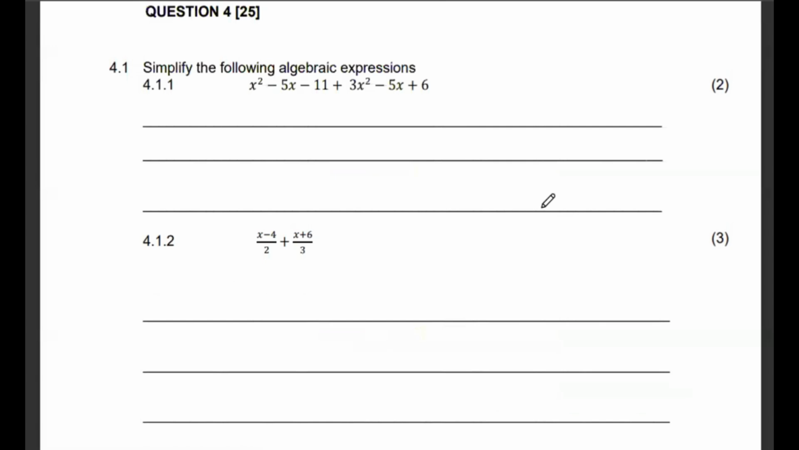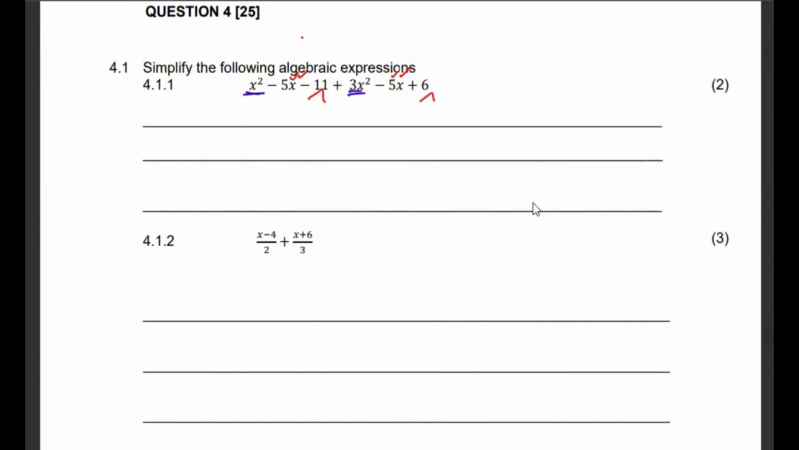Okay, question 4, which is the algebraic expressions. Simplify. When you're simplifying this, all we have to do is collect the like terms. We know that x squared and this 3x squared are like terms because they have the same letters and the same exponents. Then this 5x and the 5x, and then we have this 11 and this 6.